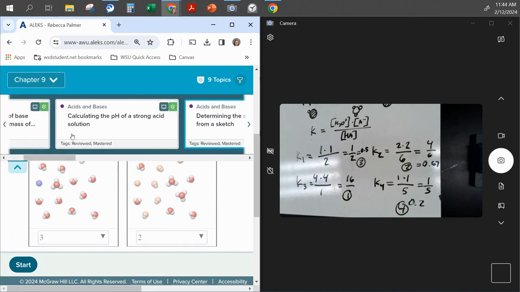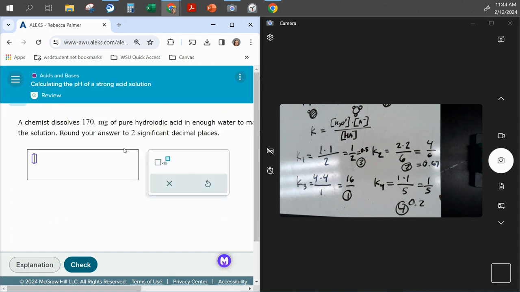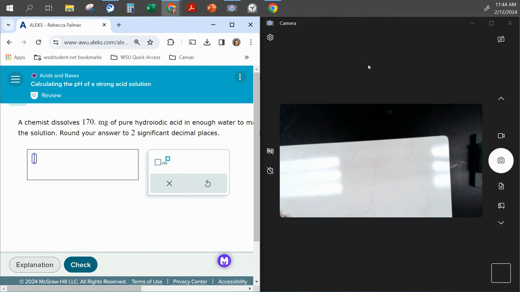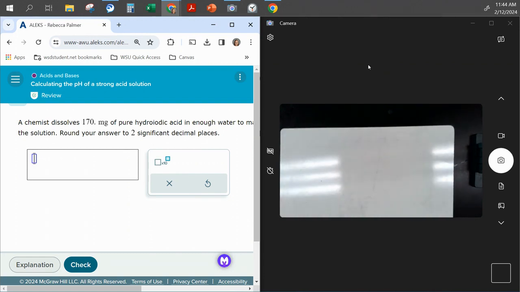Let's do that one. Calculating the pH of a strong acid. I think this is the next most missed question. So this one, we have to know the acid. So you either have to put the acids on your note card or you have to memorize them. I don't know if I have that sheet anywhere, but you need to know that.